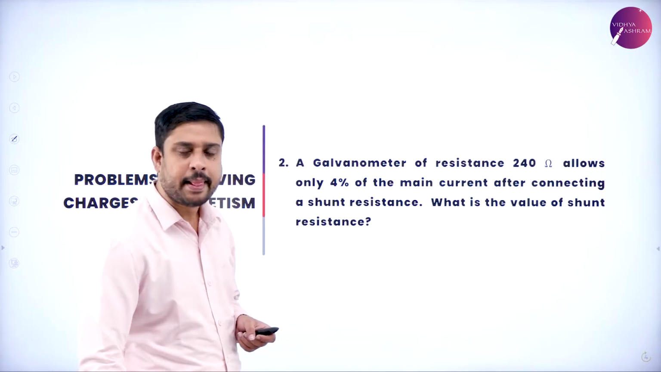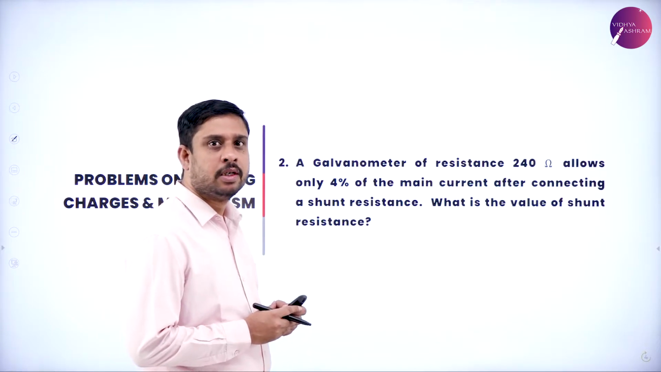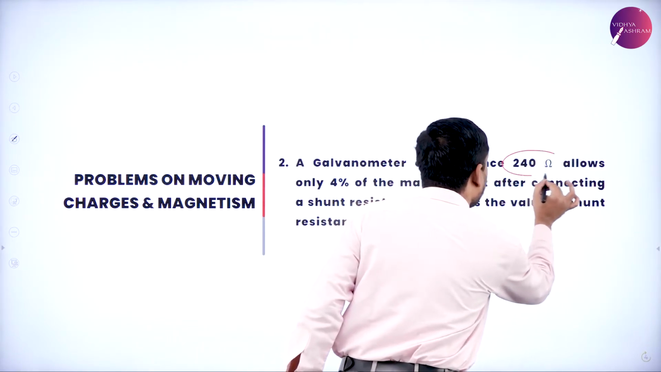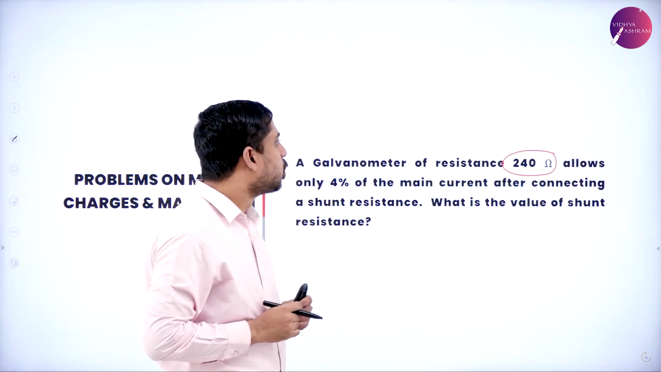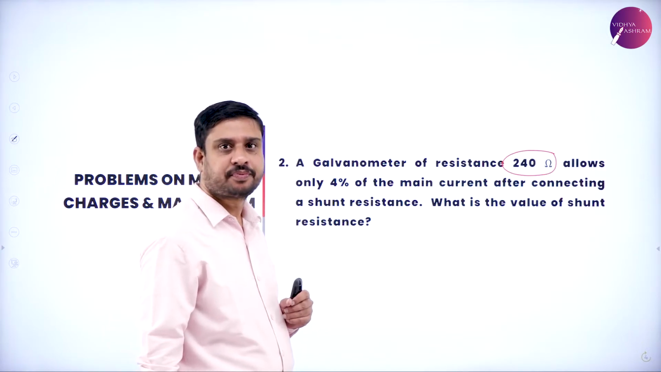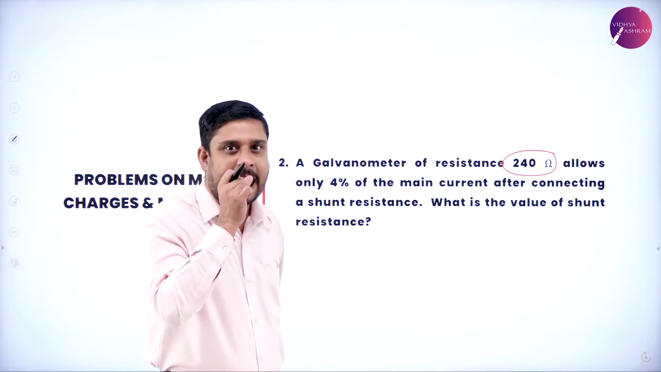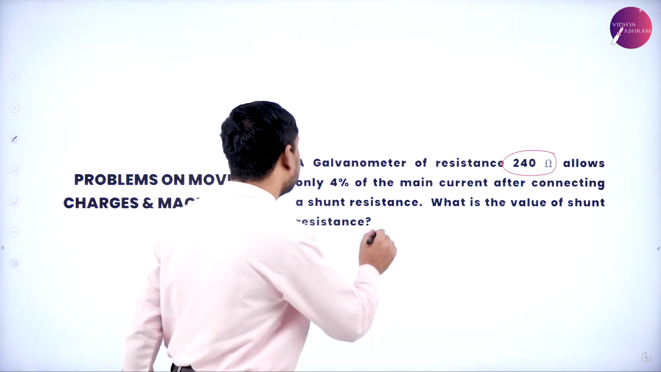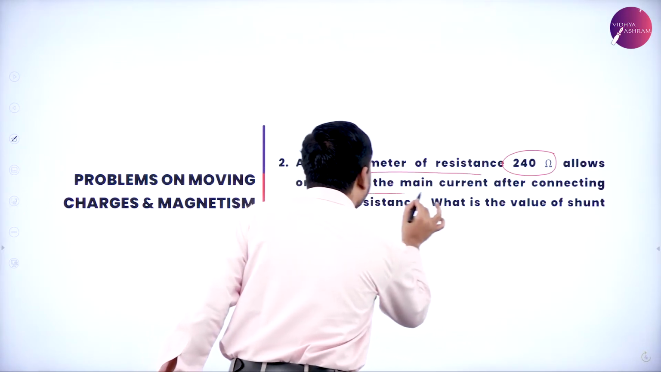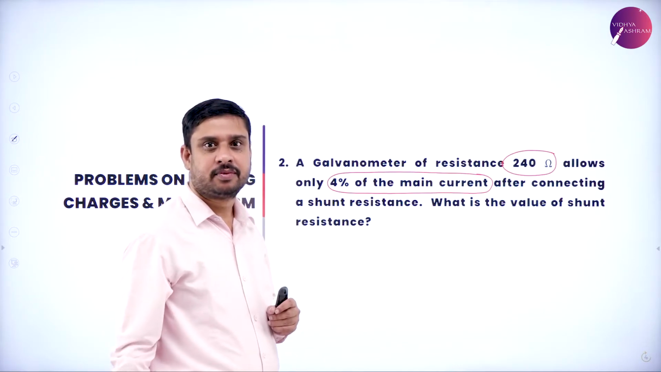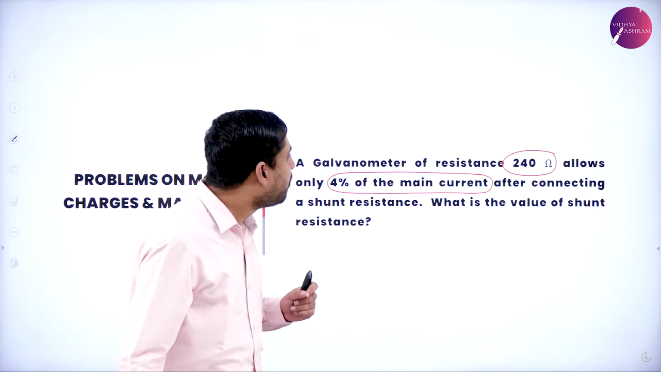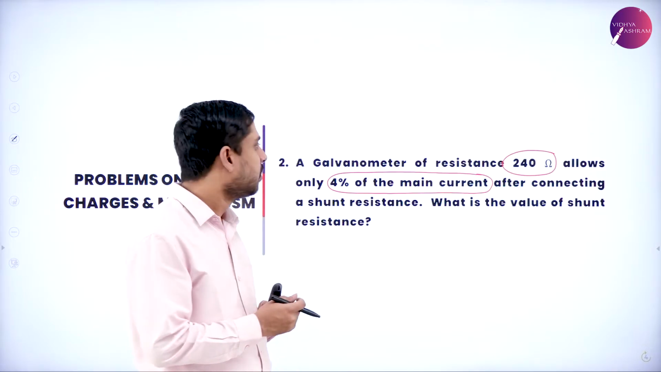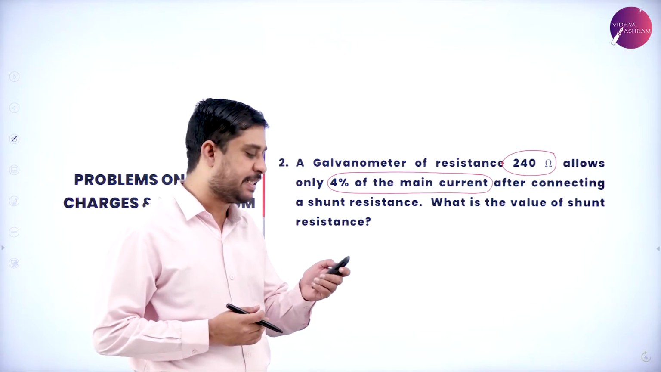Next one. Again an entrance problem. The problem says, a galvanometer of resistance 240 ohms allows only 4% of the main current after connecting a shunt resistance. What is the value of shunt resistance?